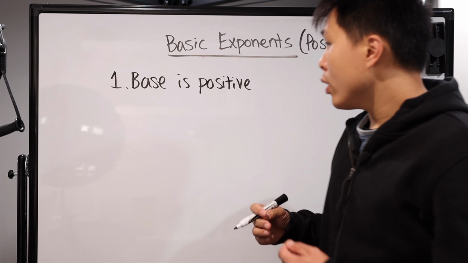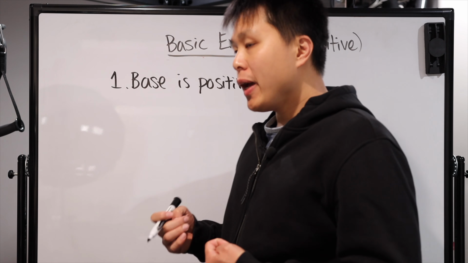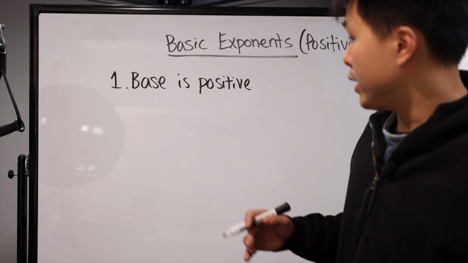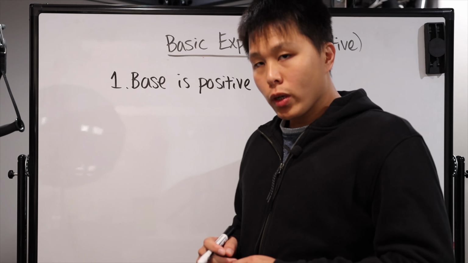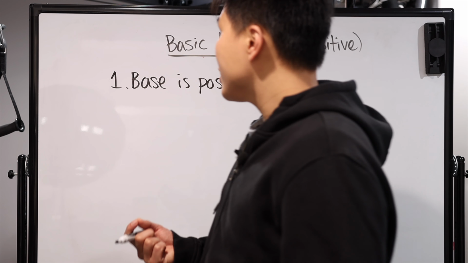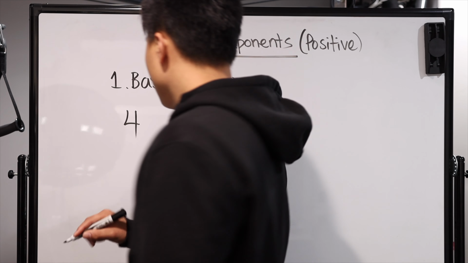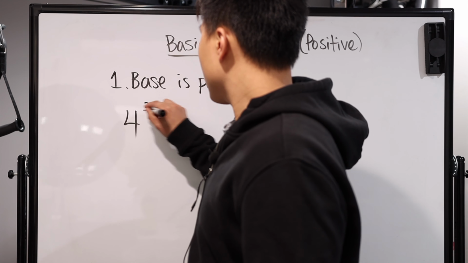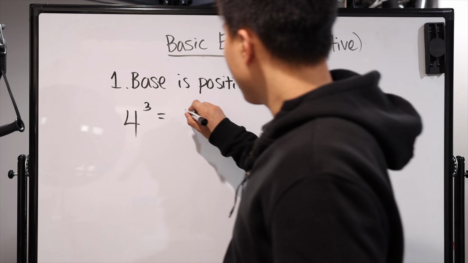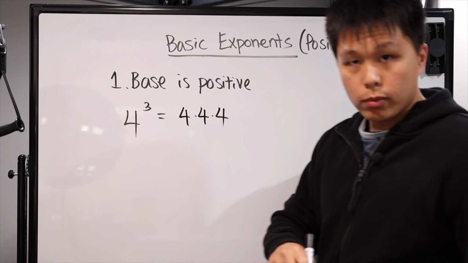So the first one is when the base is positive. Now, when the base is positive and the exponent is, well, positive mainly, once again, as I mentioned, there is no shortcut. You just need to really understand what it's asking. So if it is 4 to the third power, this is your base, this is your exponent. You would have to write it out 3 times.